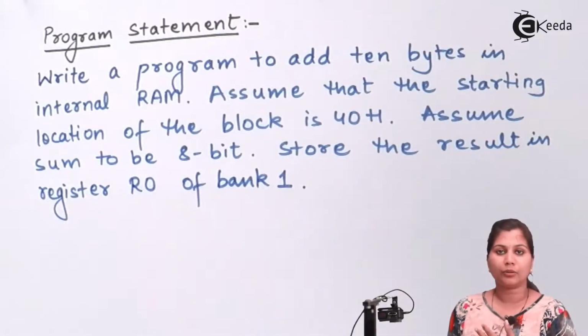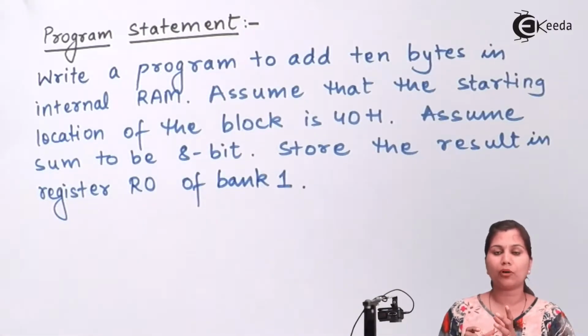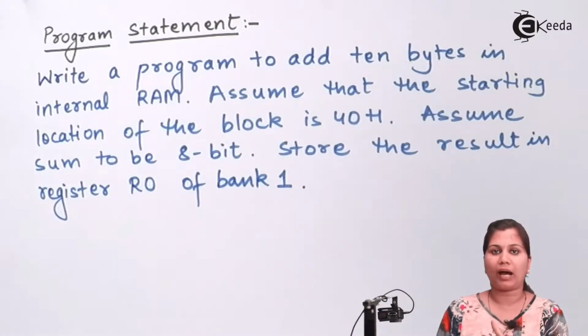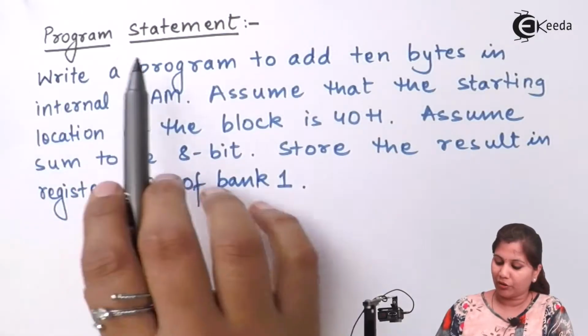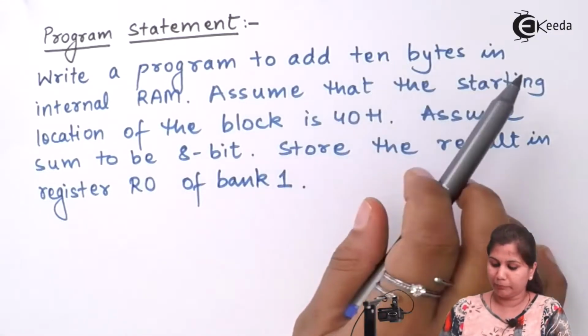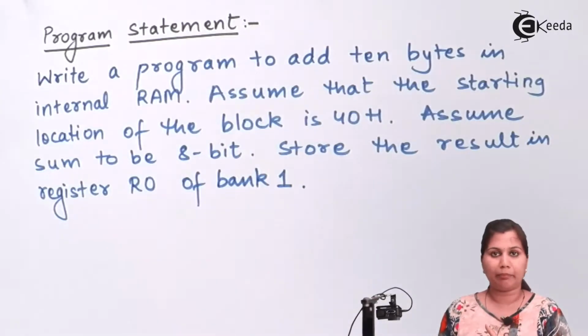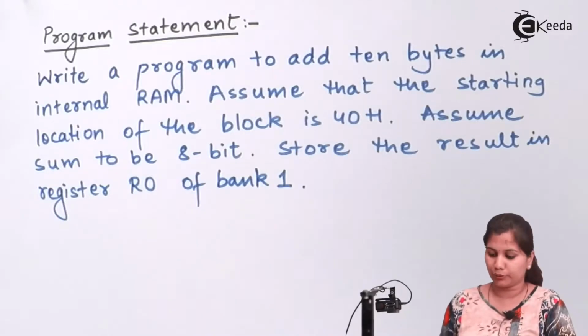So we are going to write the program to add a block of data. This block of data means that we are given 10 numbers and we have to add those 10 numbers. And we have to assume that after the addition of those 10 numbers, the result is an 8-bit number. So the program statement is: write a program to add 10 bytes in the internal RAM. We have to add 10 bytes which are present in the internal RAM of the microcontroller.